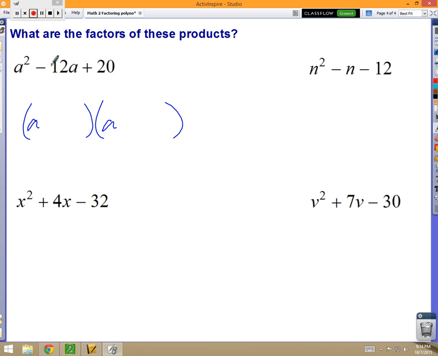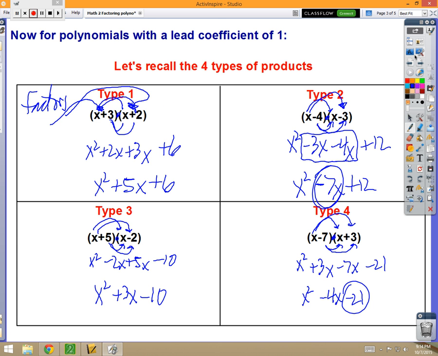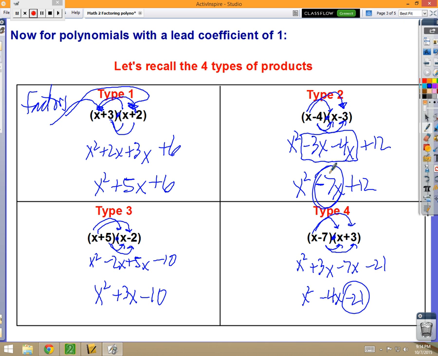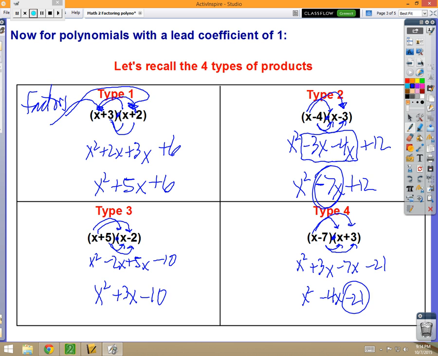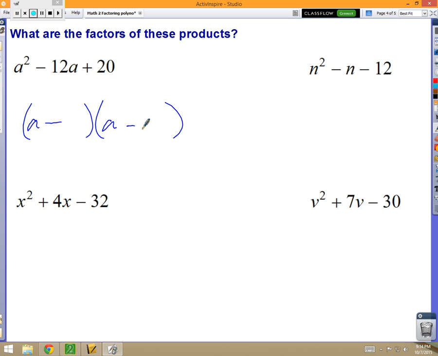Okay, this one right here, the middle is negative, but the last is positive. So that is type 2. Because look, my middle is negative, but my last one is positive. So that's going to be type 2. That means if it's type 2, they are both negatives. Okay, now you have to know your multiplication tables. If you don't know your multiplications, if your skills are weak, this is going to be hard for you.